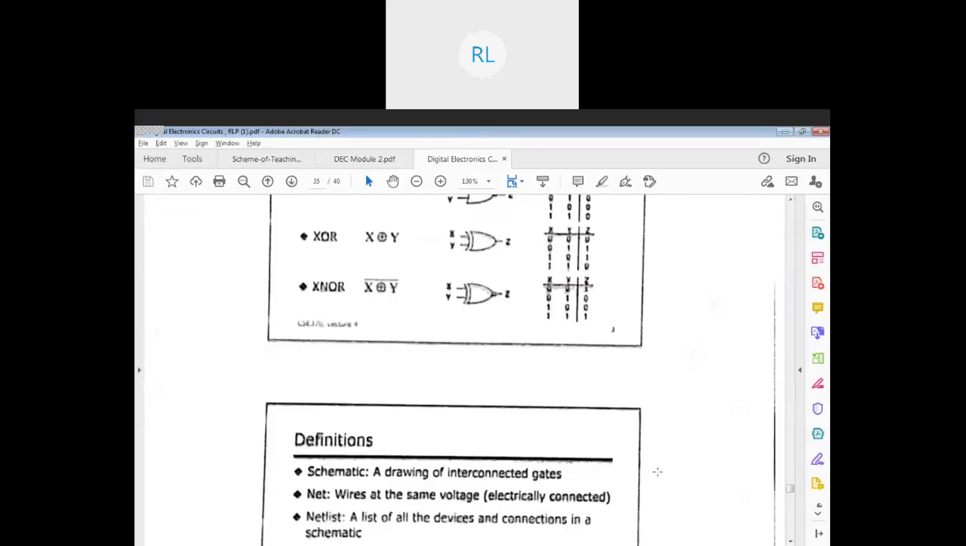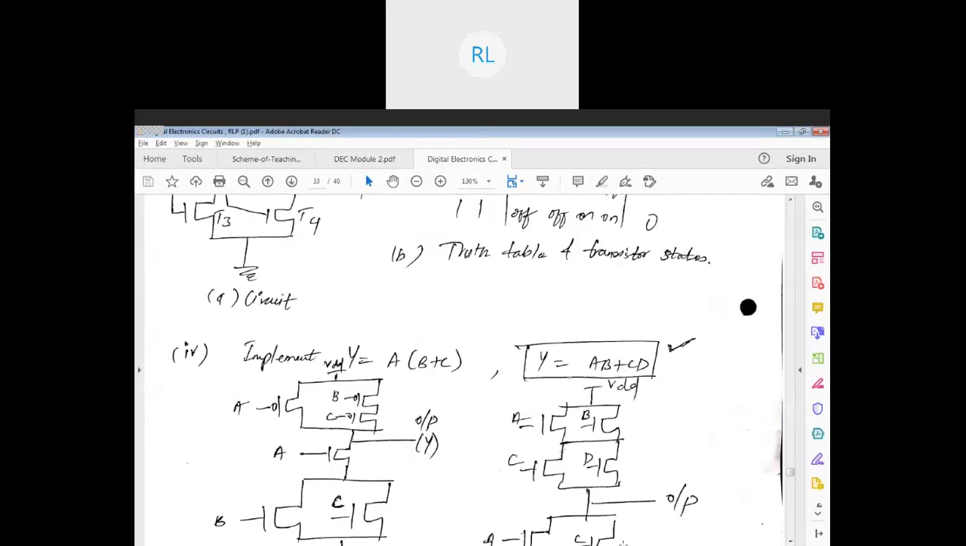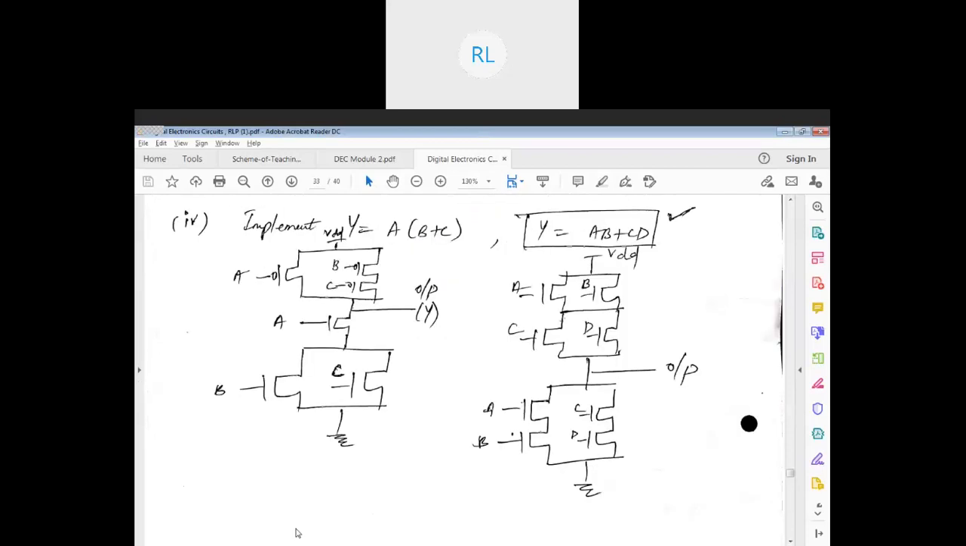Okay, so I think we will stop here. We will continue in the next class with the upcoming topic, which is nothing but a revision of logic gates and how they are represented. So we will see in the next class.